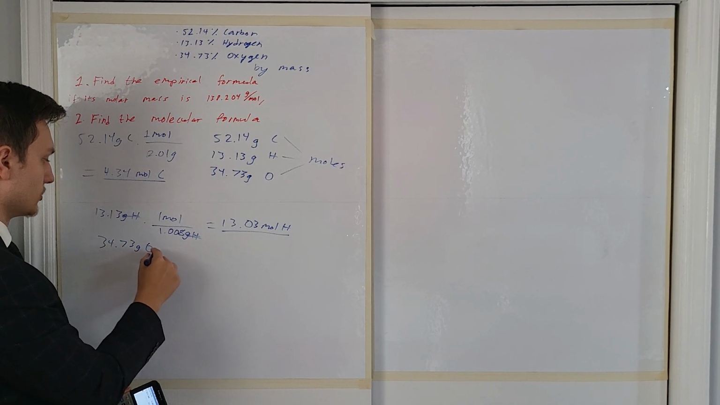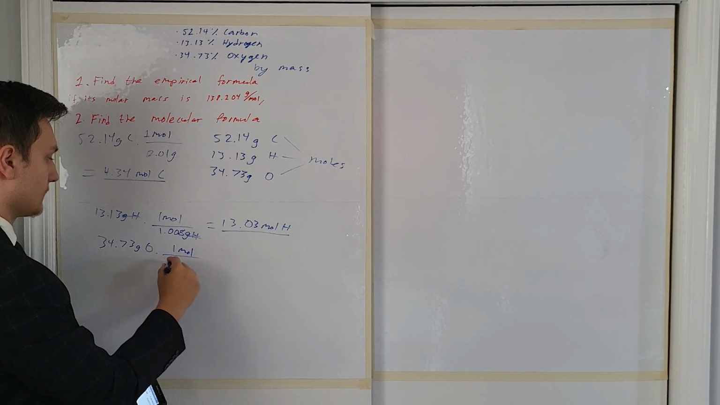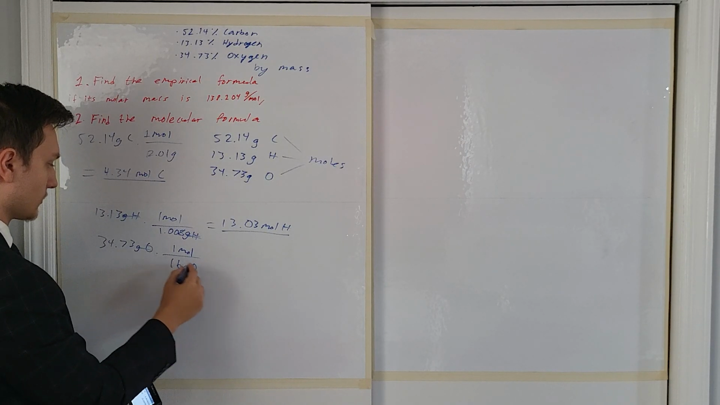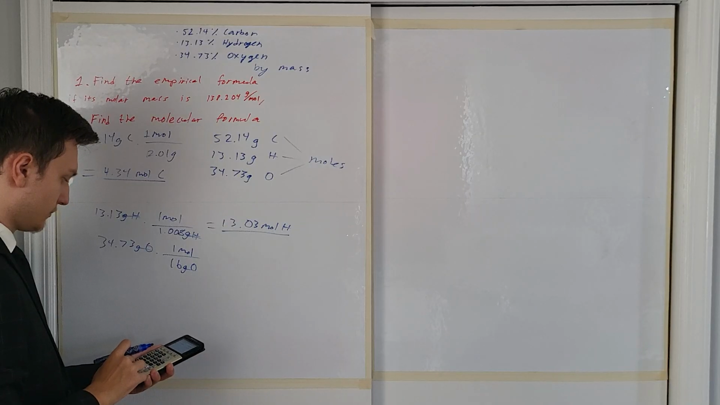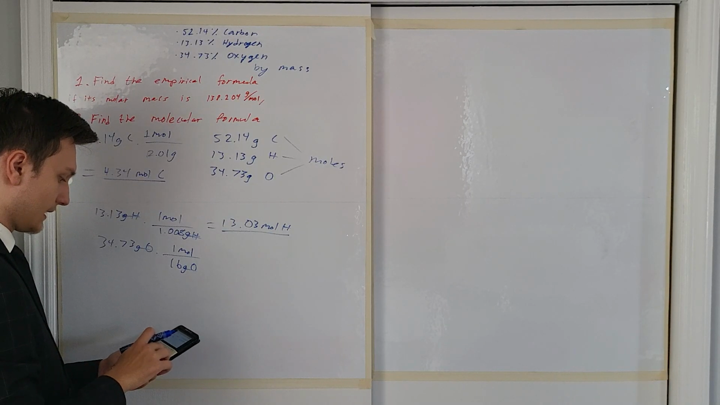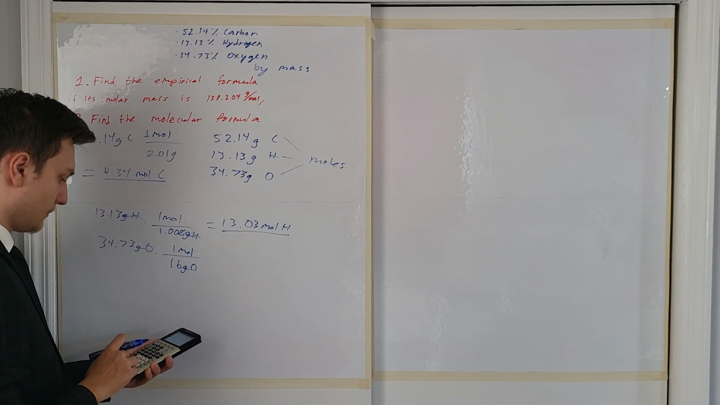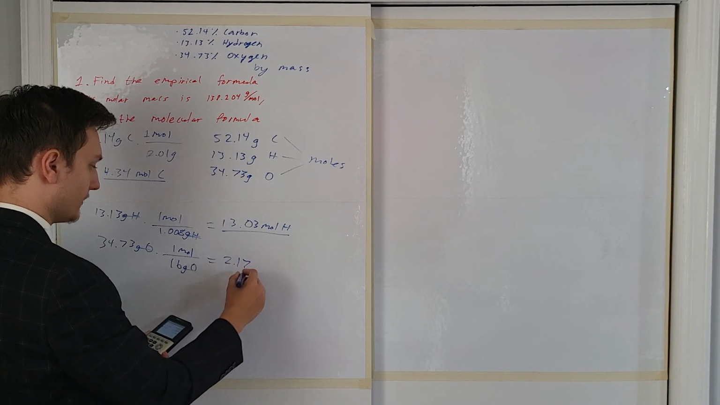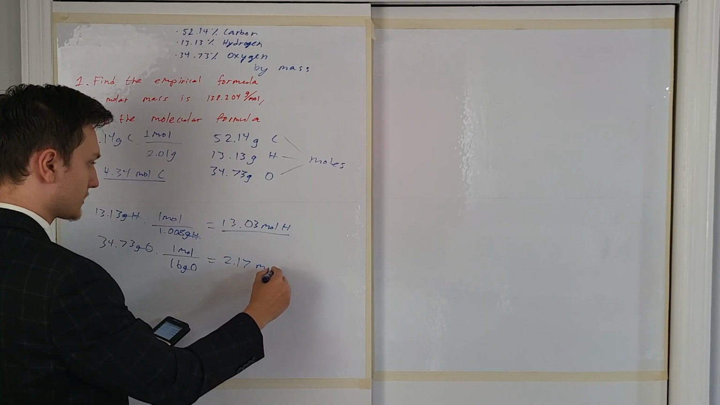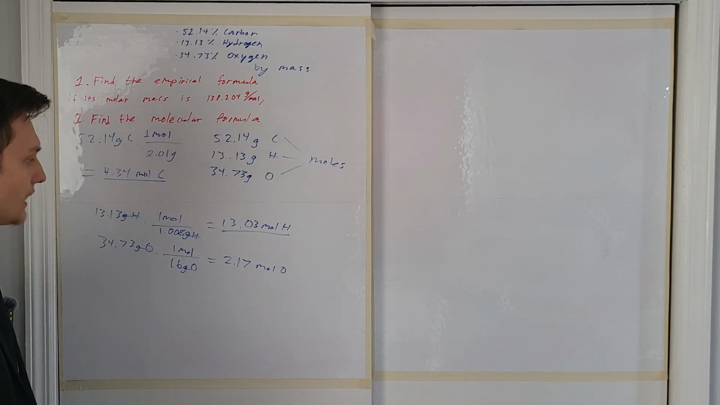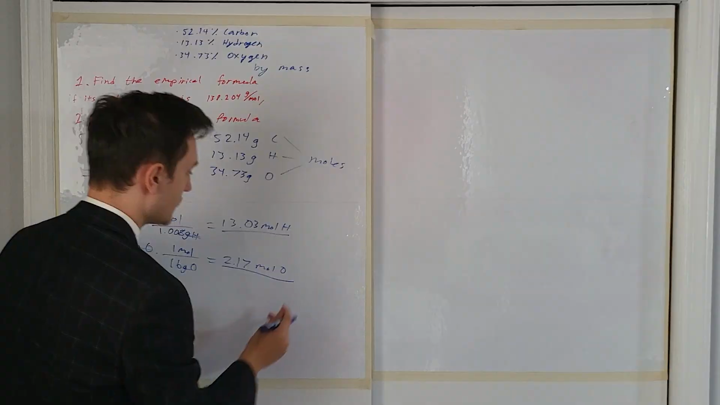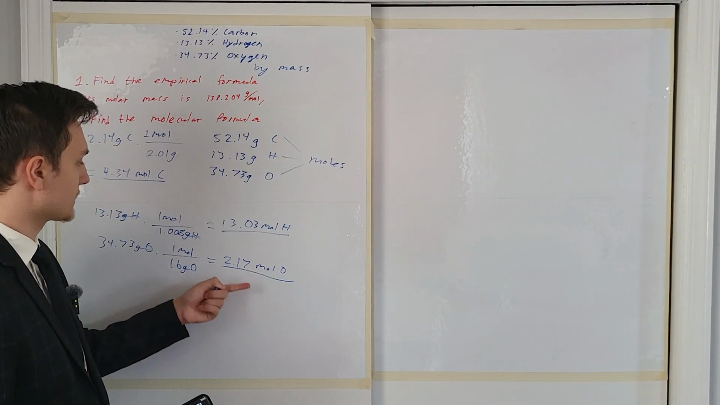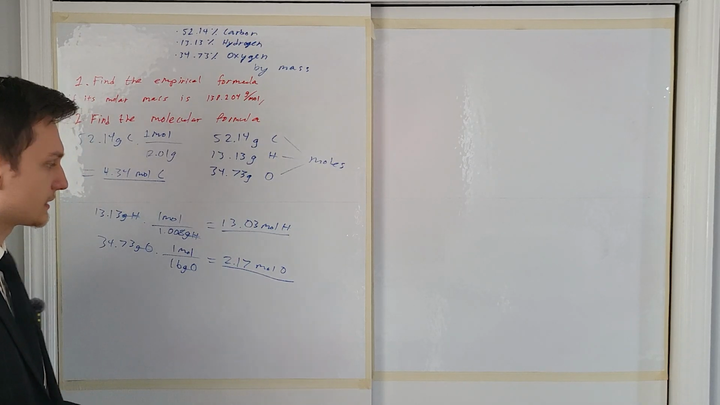34.73 grams of oxygen times 1 mole per 16 grams of oxygen. These will cancel. We need to take 34.73 and divide it by 16, and that's going to give us 2.17 moles of oxygen. Okay? Now that we have these numbers, we need to figure out which one's the smallest. So this one's the smallest. My moles of oxygen is the smallest.